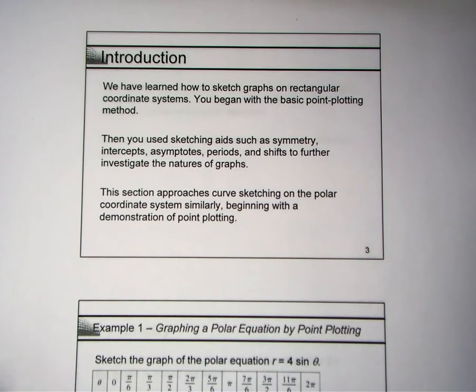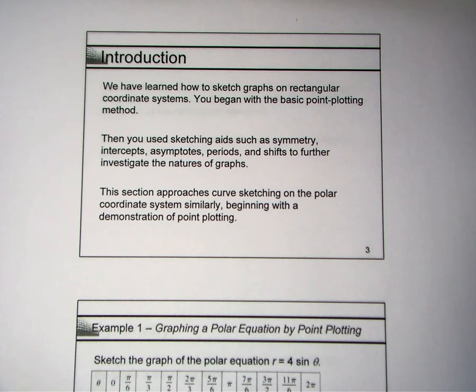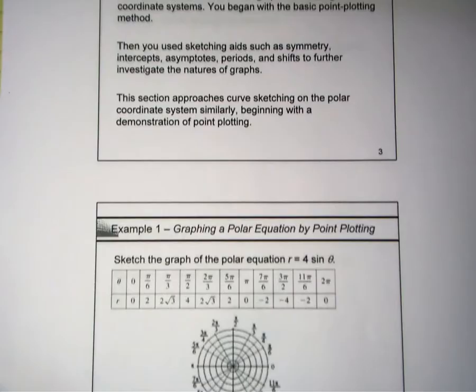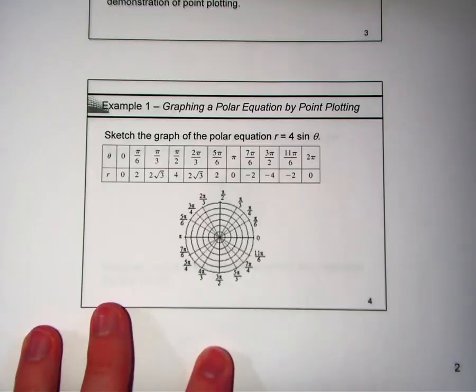All right, we have learned to sketch graphs on rectangular coordinate systems, and when you did that, you began with basic point plotting. Then you used sketching aids such as symmetry, intercepts, asymptotes, periods, and shifts to further investigate those graphs. This section approaches curve sketching on the polar coordinate system, beginning with basic point plotting. All right, just basic point plotting. So our very first one.